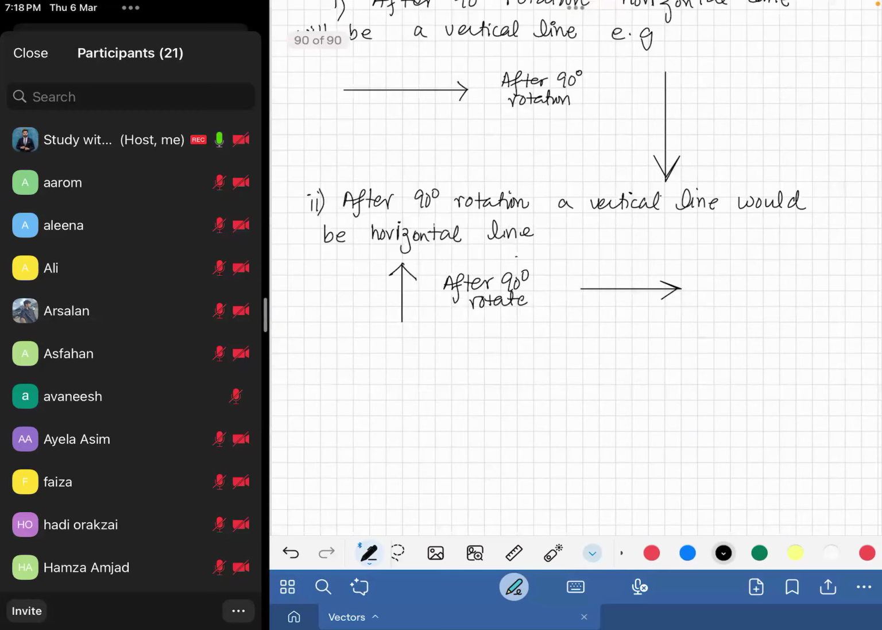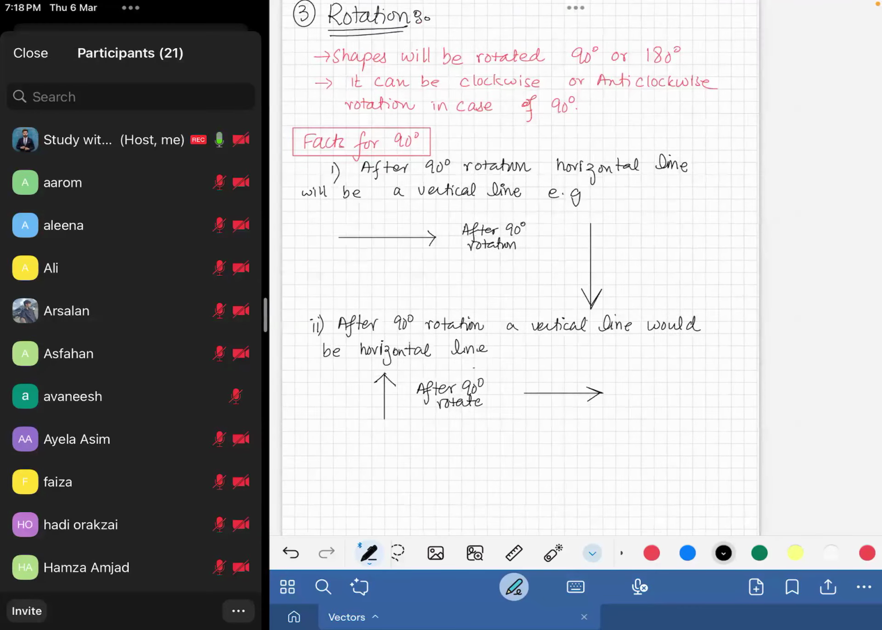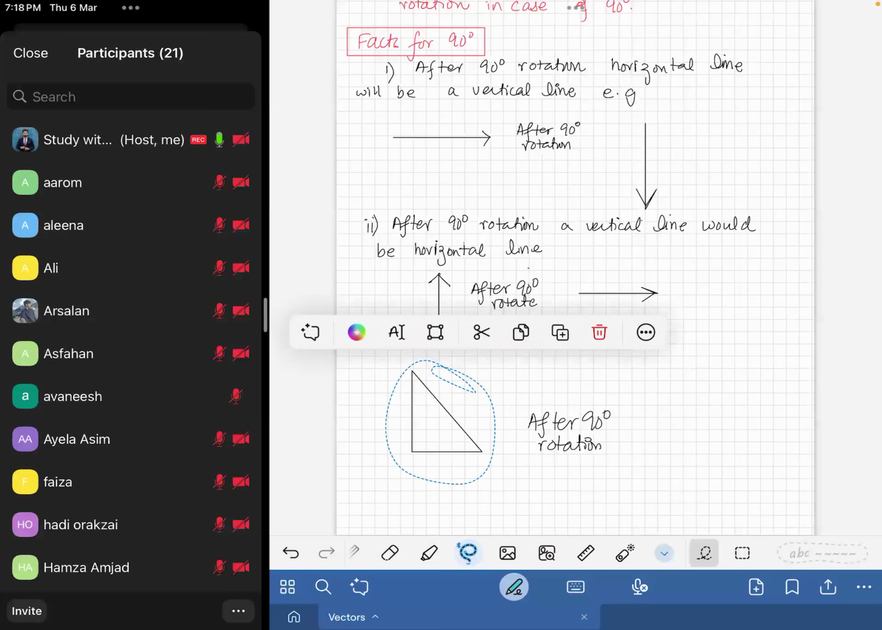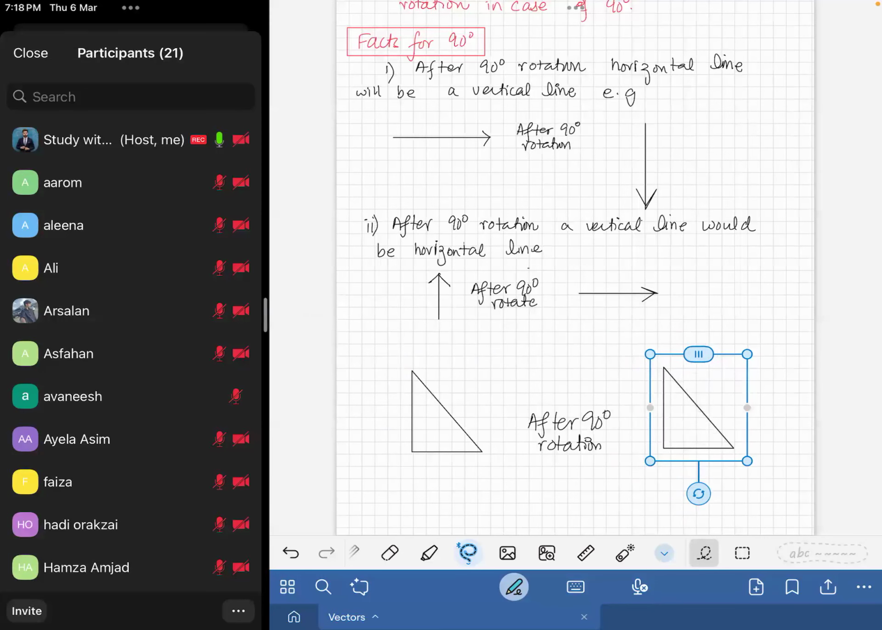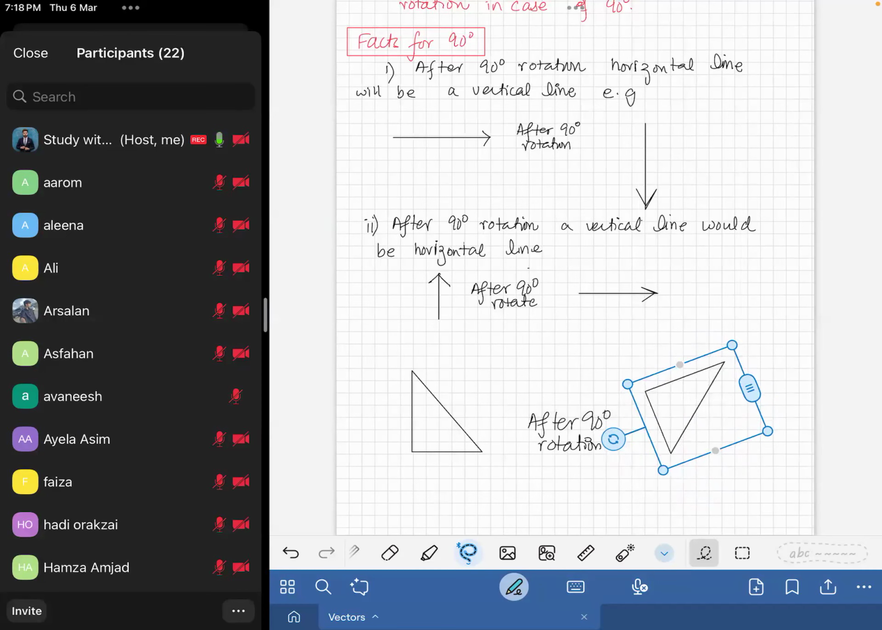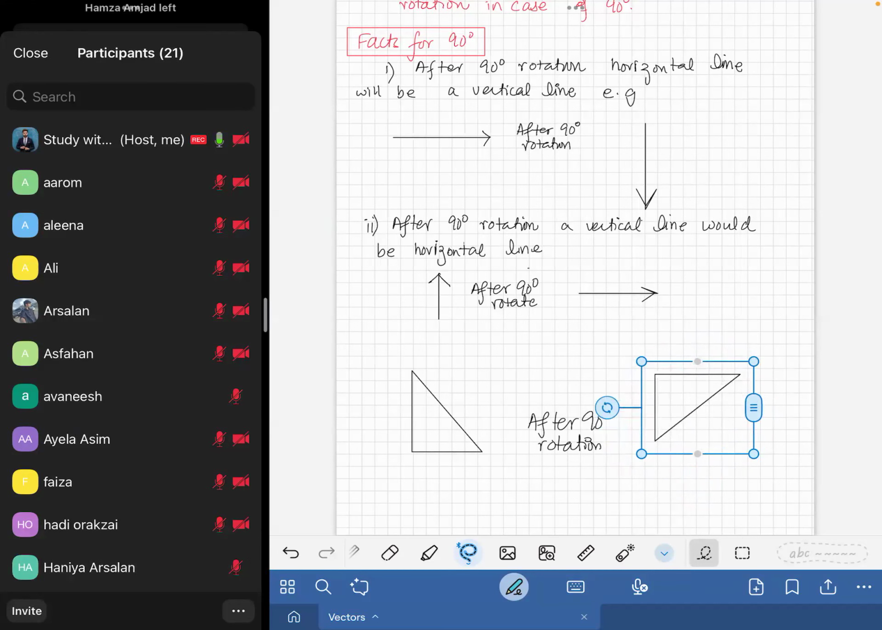Now you can see one thing. For example, there is a triangle in front of you. After 90 degrees rotation, what I'm going to do is select this shape here, and you can see that if I rotate it 90 degrees, after 90 degrees rotation, this horizontal line became vertical and vertical line became horizontal.